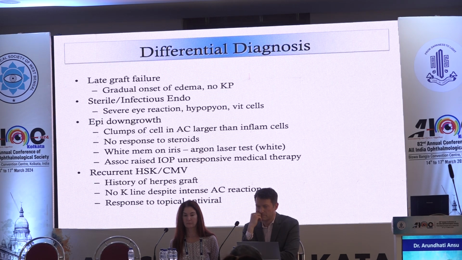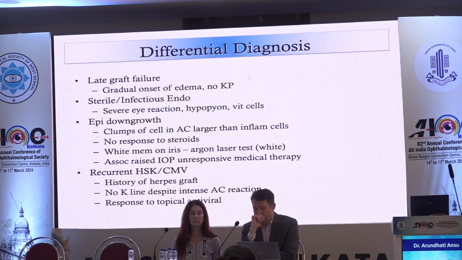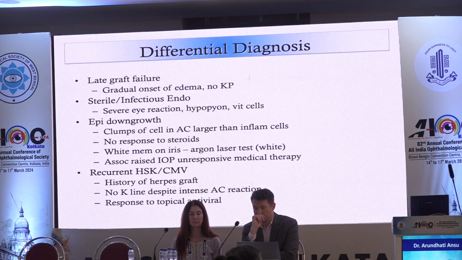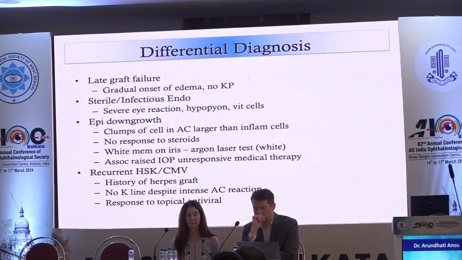And these are some of the differential diagnoses to keep in mind when patients come in with symptoms and signs suggestive of rejection: late graft failure, sterile endophthalmitis, epithelial downgrowth. Of course, if you are in doubt and you see a white membrane on the iris in epithelial downgrowth, an argon laser test can be useful. And of course, in our part of the world, CMV, because a lot of cases of rejection may actually be mimicking a case of CMV.